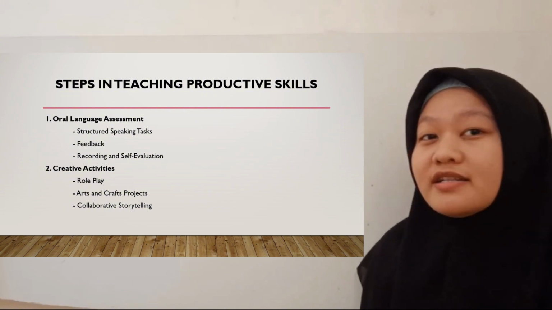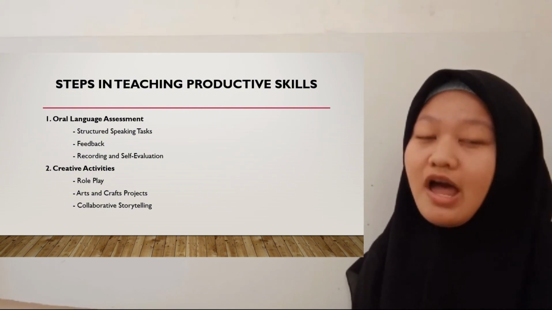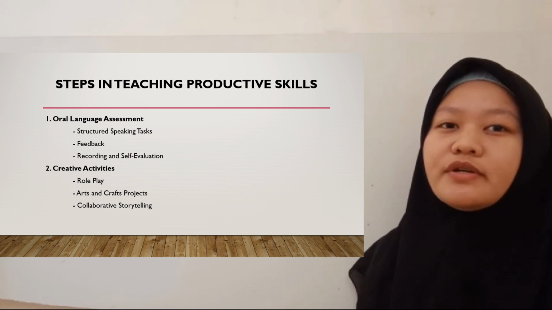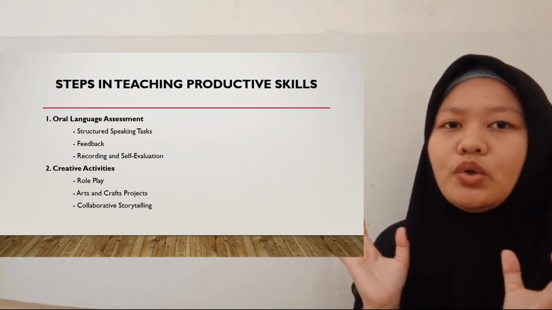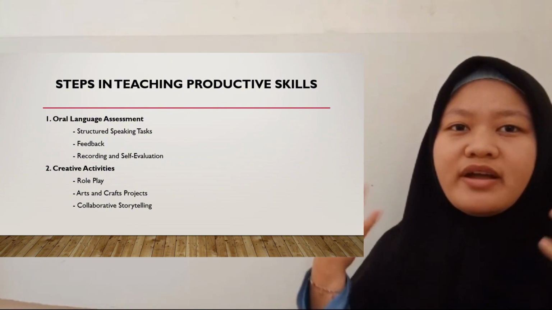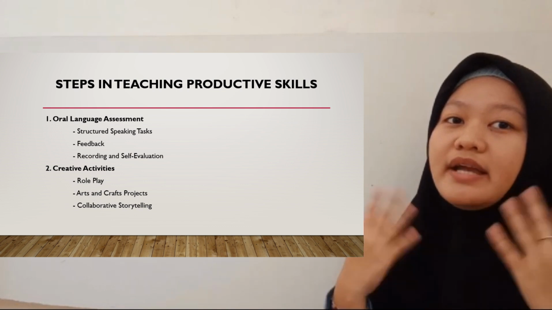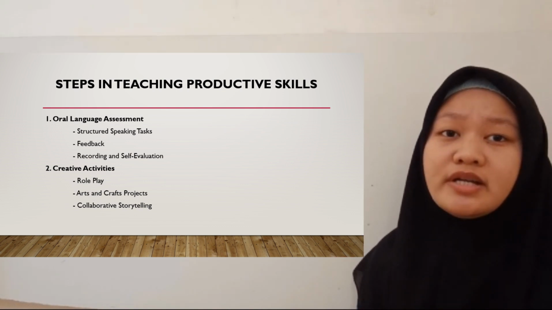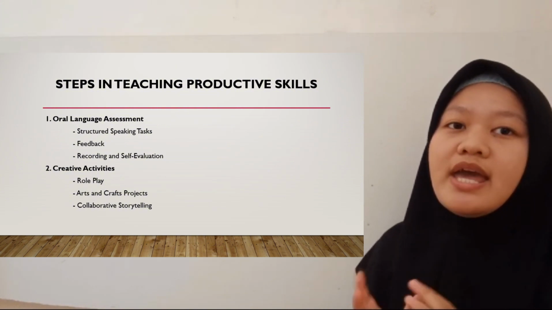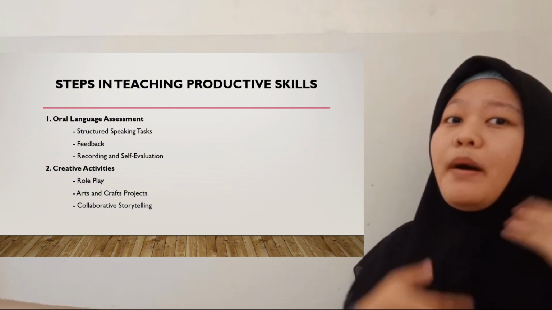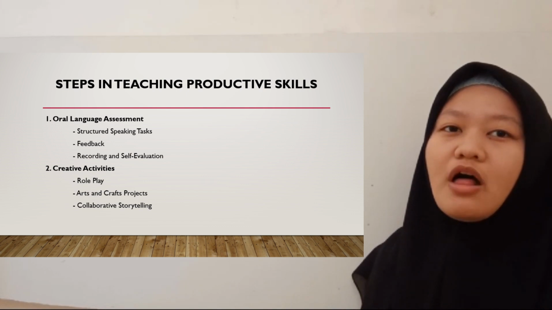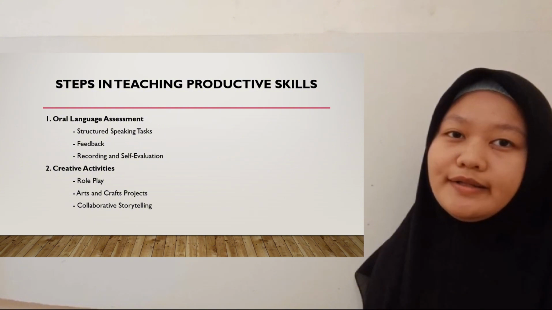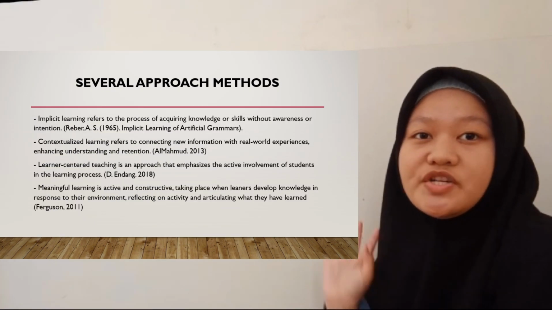And the next, arts and crafts projects. Combine art projects with verbal tasks. For example, after creating an art piece, children could be asked to explain the creation process and the meaning behind their work. And the next, collaborative storytelling. Encourage children to work together to create a story. Each child adds a part to the story, and they should talk and discuss to ensure the story comes together well.